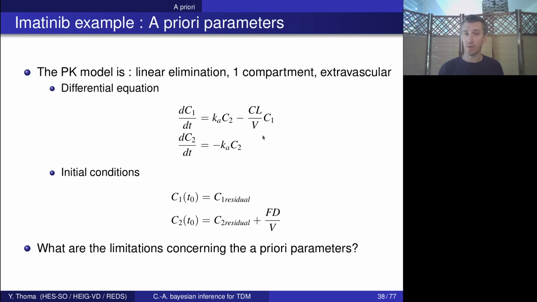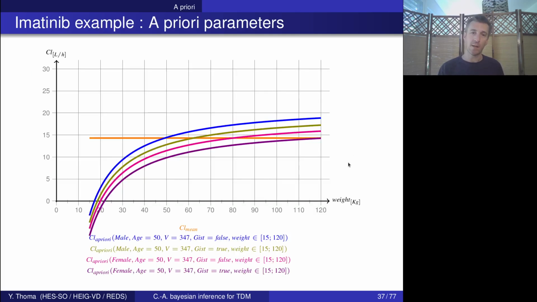It means that the clearance and volume should actually be positive. And if I go back here, what I see is that based on the influence of the weight on the clearance, we can end up with a negative clearance. It means that this model has inherent limitations, in the sense that if I have a person less than 25 kilograms, then I shouldn't use that model because I will end up with a negative clearance.